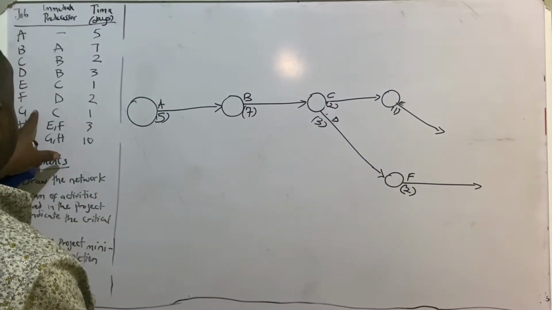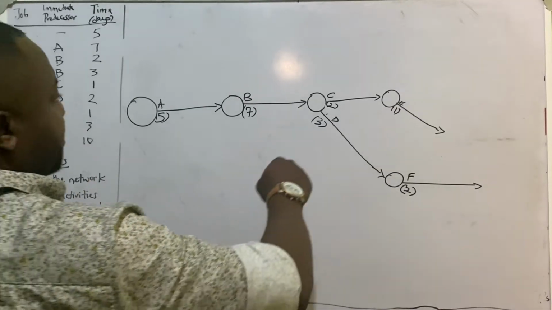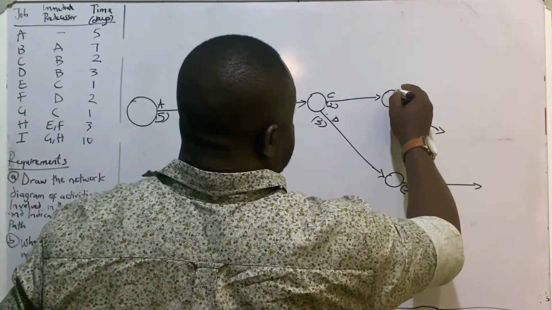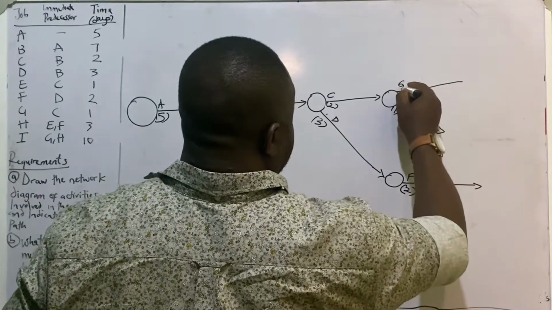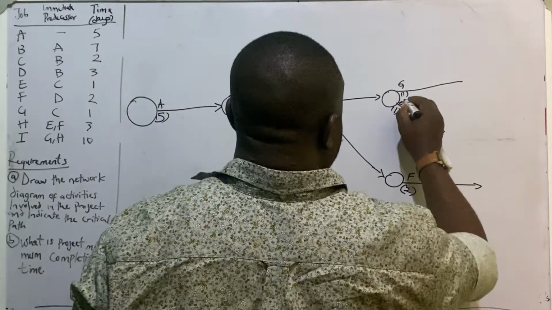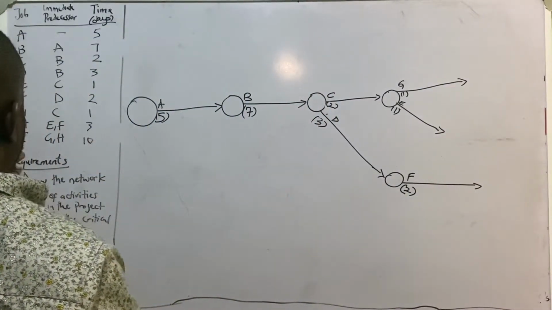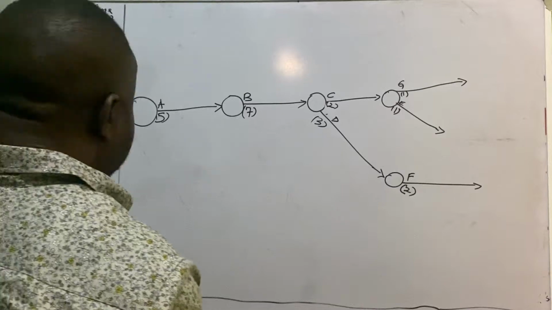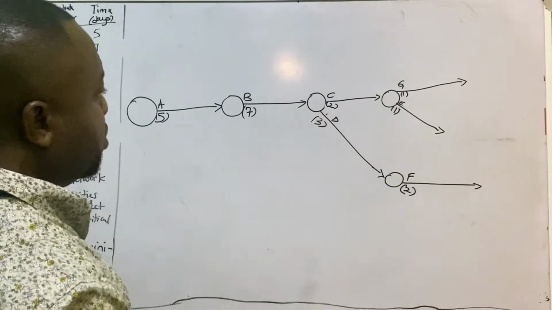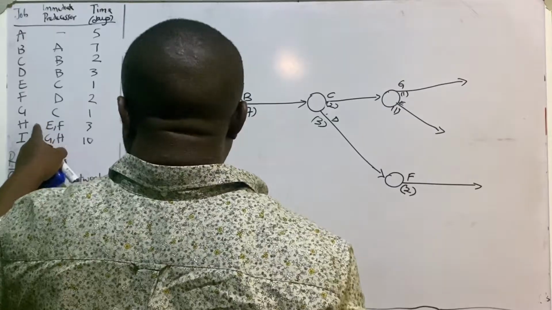Then activity G comes after the completion of C. So this is the end of my C, which is activity G here, and the completion of this is 1. It will take 1 day to be completed. This activity G. Then the next will be activity H, which is coming after the completion of activity E and F. So E and F must have ended before activity H can take off.